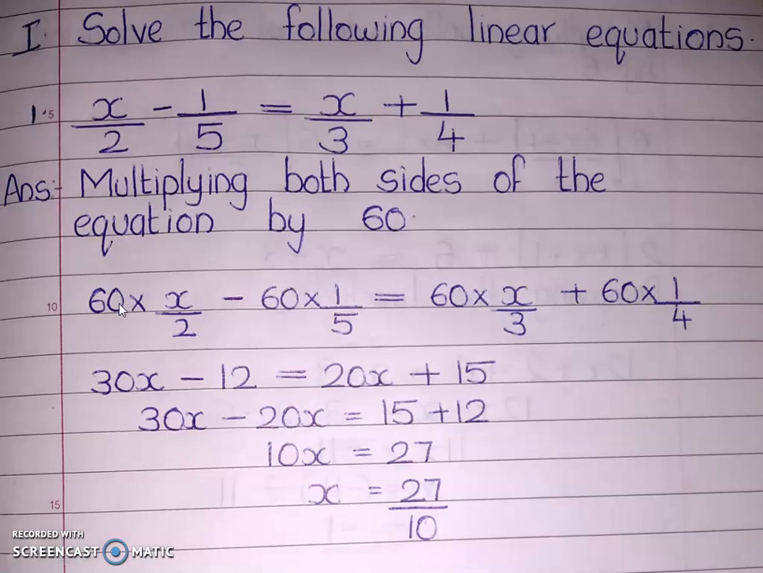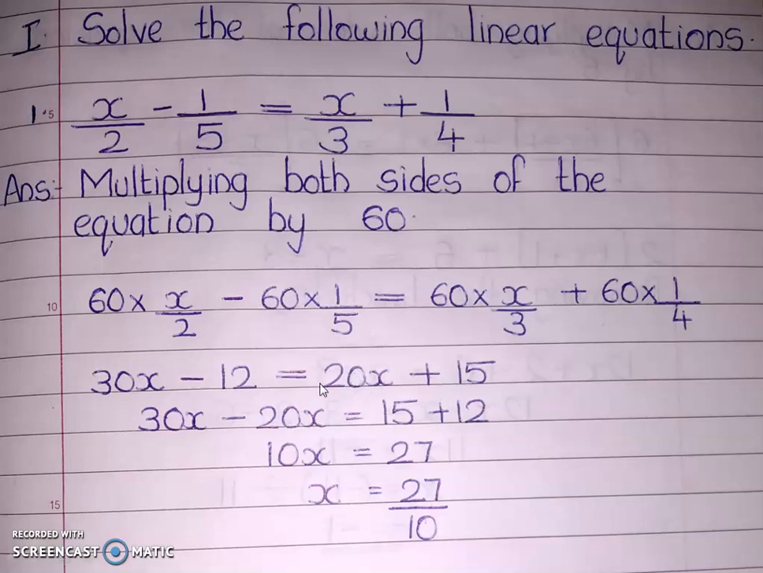Reduce the fraction. 60 divided by 2 is 30. 60 divided by 5 is 12. 60 divided by 3 is 20. 60 divided by 4 is 15. So what is the final equation which you got? 30x minus 12 equal to 20x plus 15.